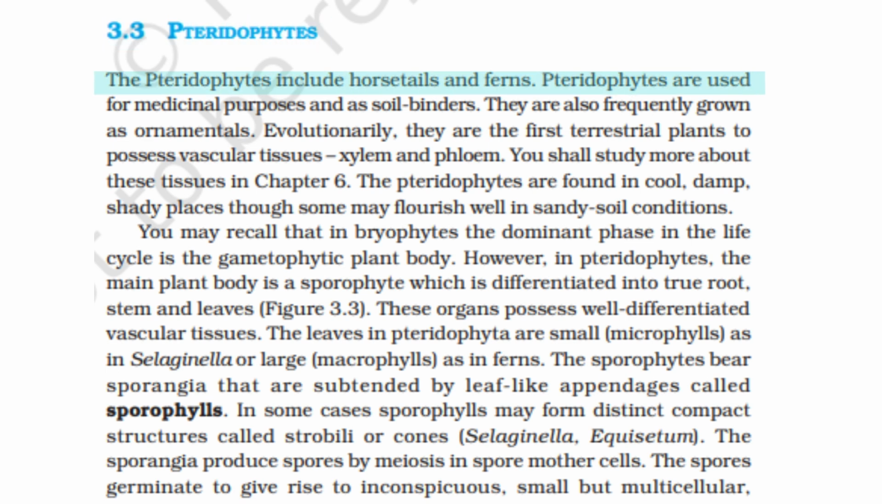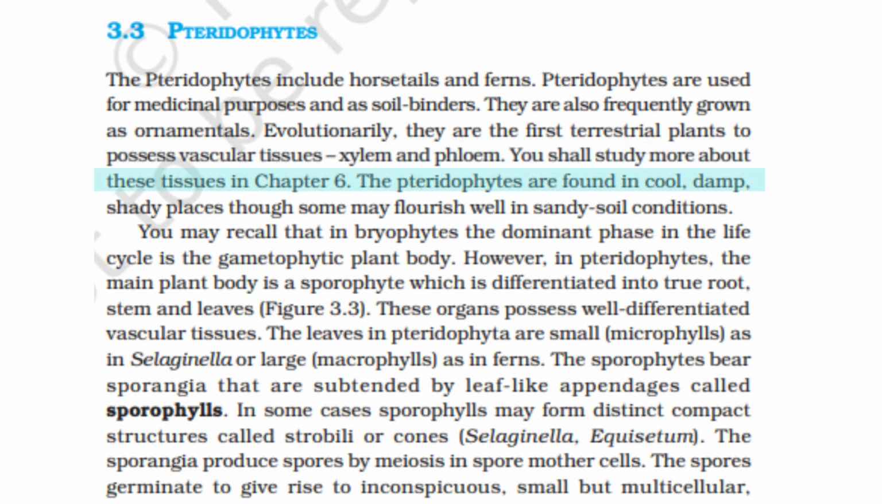Pteridophytes. The pteridophytes include horsetails and ferns. Pteridophytes are used for medicinal purposes and as soil binders. They are also frequently grown as ornamentals. Evolutionarily, they are the first terrestrial plants to possess vascular tissues, xylem and phloem. You shall study more about these tissues in Chapter 6.